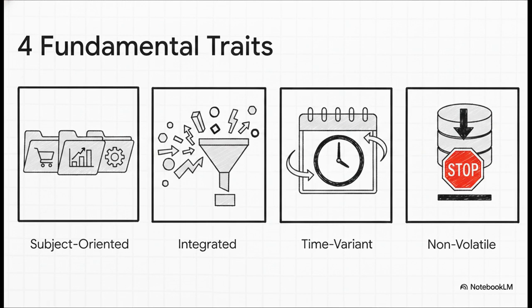Third, it's time-variant. Every single record is stamped with a time dimension, so data scientists can look back over 5 or 10 years to spot long-term trends. And fourth, it's non-volatile. You can think of this as the ultimate no-take-backs rule of corporate history. Data is loaded incrementally and is strictly read-only. Once it enters the warehouse, it isn't modified and it's definitely not deleted, which ensures a perfectly consistent historical baseline.